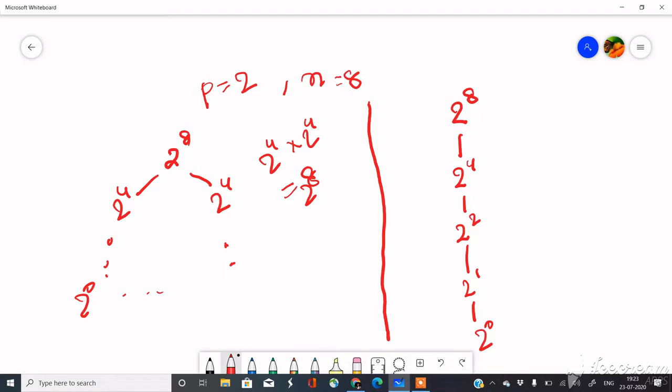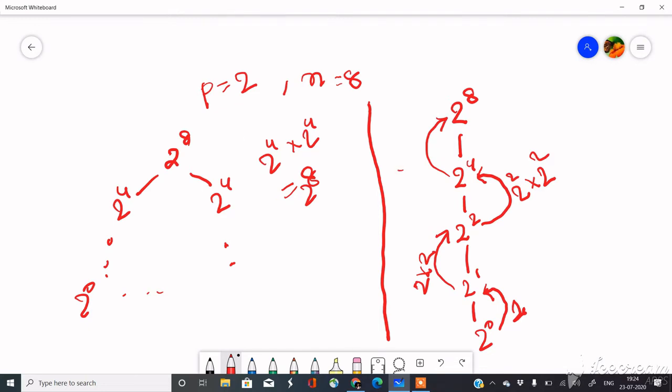So when we are returning, what we do, 2 power 0 is 1, so we return 1 into 1, that is 1. From here we return 2 into 2, that is 4, and from there we return again 2 power 2 into 2 power 2. From here we return 2 power 4 into 2 power 4. So this is our final answer that we get.